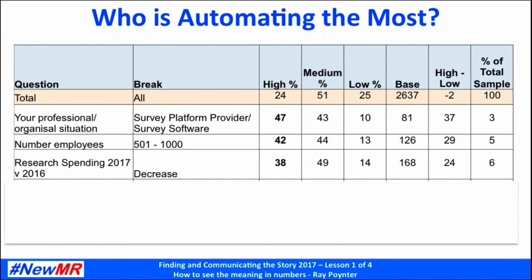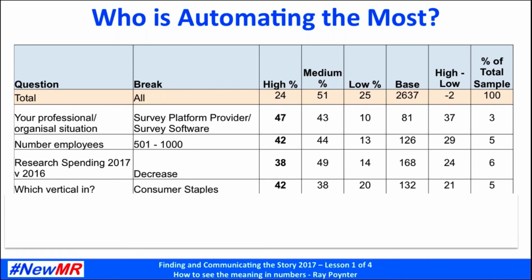This is a really interesting one. This is client-side researchers who expect their spending to decrease, to go down in 2017 compared with 2016. They are more likely to be using automation. They are less likely to be low users of automation. So we're starting to see a pattern there. And the next one adds that.